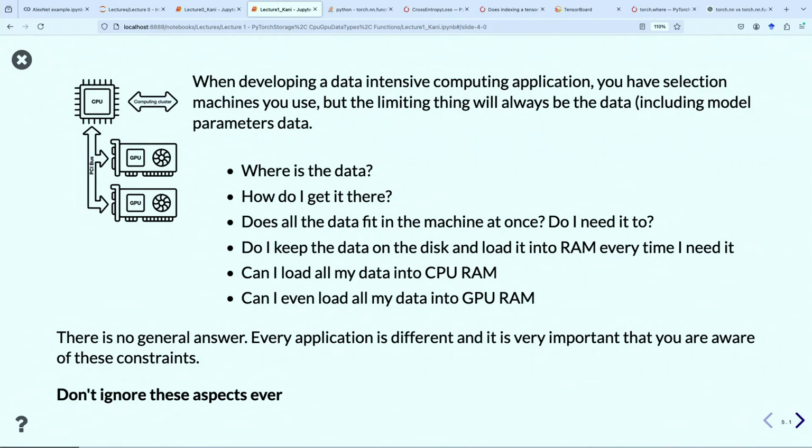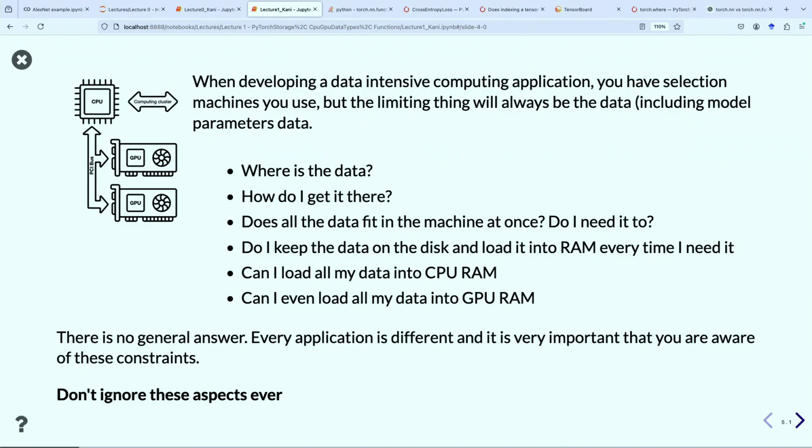that have become increasingly larger. I don't think OpenAI reveals this explicitly, but their models are well into the trillions of parameters. So the question is, when you're developing a data-intensive computing application, where the data includes both the training and inference data, but also the model data, all the weights that the model has: where is the data? How do I get it there? Does all the data fit into machines at once? Do I need all the data to fit in a machine at once?